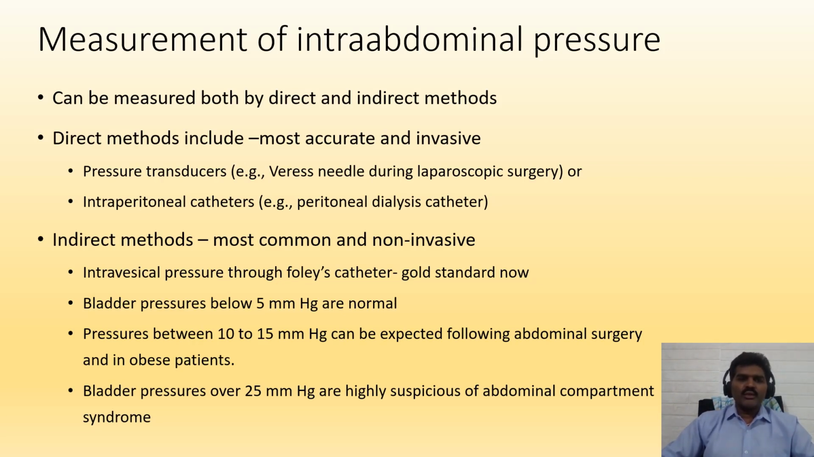Usually it is measured using intravesical pressures through a Foley's catheter. Bladder pressures below 5 millimeters of mercury are considered normal. Pressures between 10 to 15 millimeters of mercury can be expected following an abdominal surgery, especially in obese patients. Bladder pressures over 25 millimeters of mercury are highly suspicious of compartment syndrome.